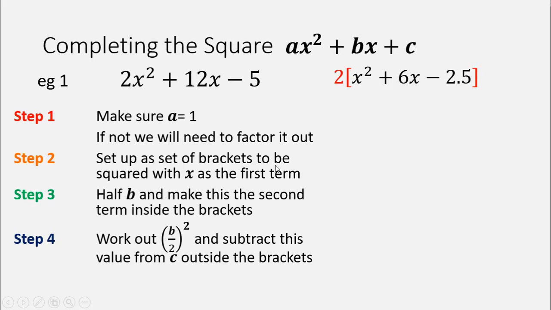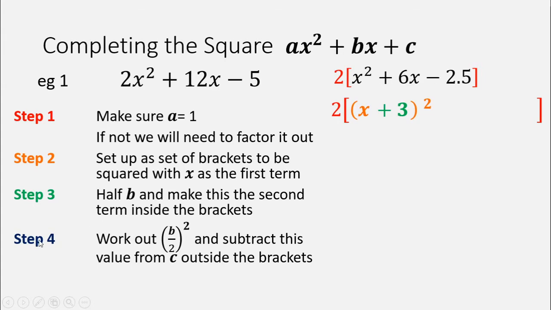Set up a set of brackets to be squared with x as the first term. Now, this is going to work to make x squared now, because you know that x times x makes x squared. If I hadn't factored the 2 out first, there is no way that this is going to give me 2x squared. Okay, so I'm just trying to make the quadratic that's inside the square brackets. So x is the first term. What's the next term? Step 3. Half b and make this the second term. So half of 6, that's positive 3, plus 3.